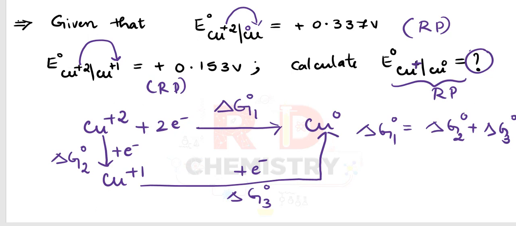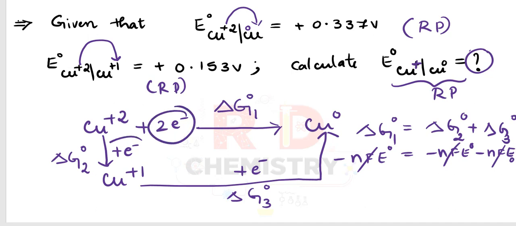How to calculate Gibbs free energy? Minus nFE1 naught is equal to minus nFE2 naught minus nFE3 naught, correct? Faraday's constant is a constant, so the common term cancels out. The n values are not the same, they are different: n can be 2, n can be 1, n can be 1. Minus, minus, minus is there everywhere, so we'll make it positive.